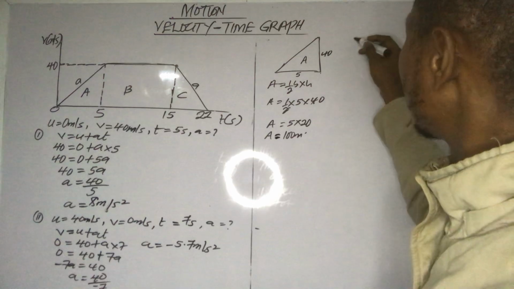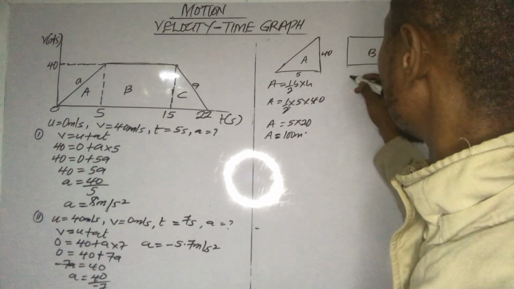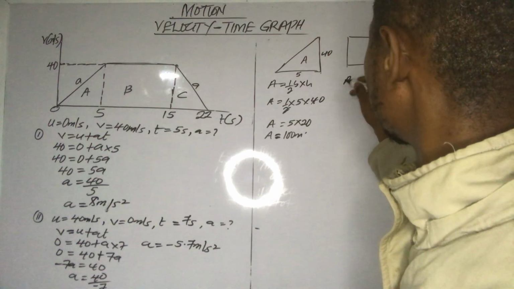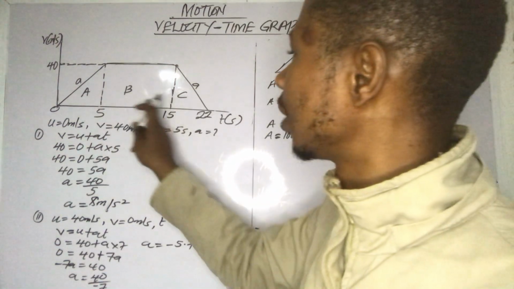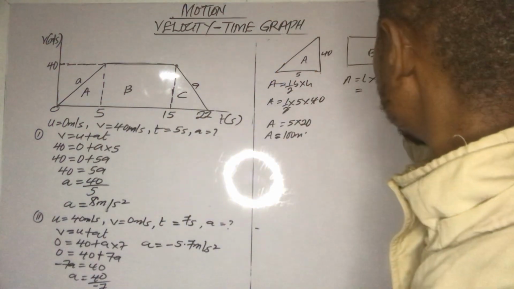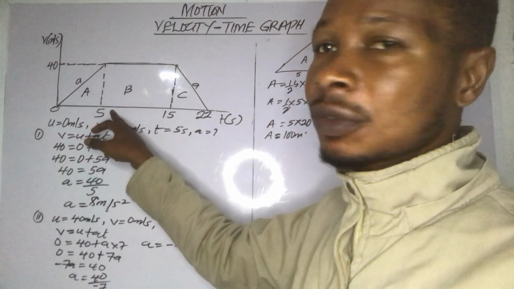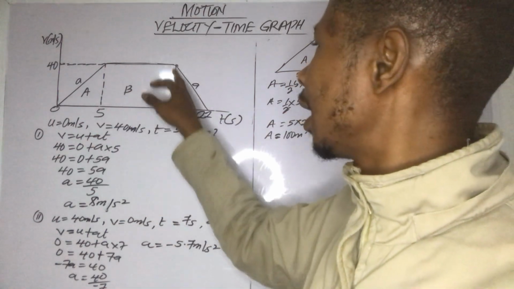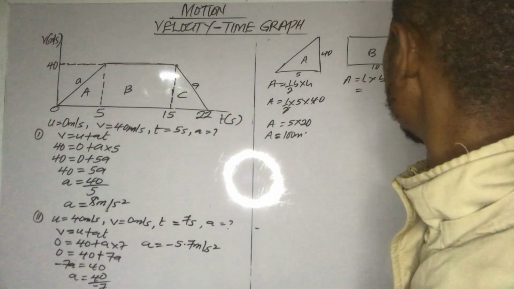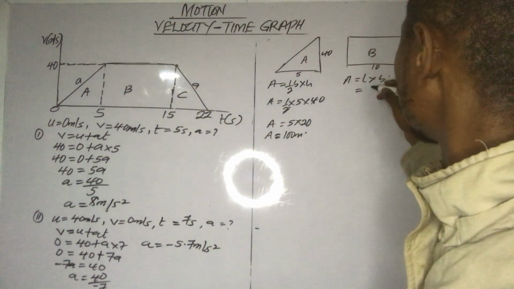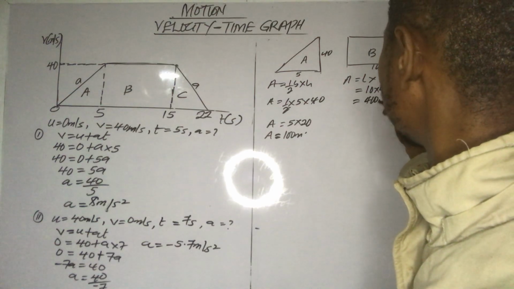Then find the area of the second shape, which is rectangle B, and area of B, rectangle, is length times breadth. So the length is from here to here, which is 10, because that will be 15 minus 5, which is 10. Then the height is from here to here, which is now equal to 40 meters. So you have 10 times 40. That will give me 400 meters.